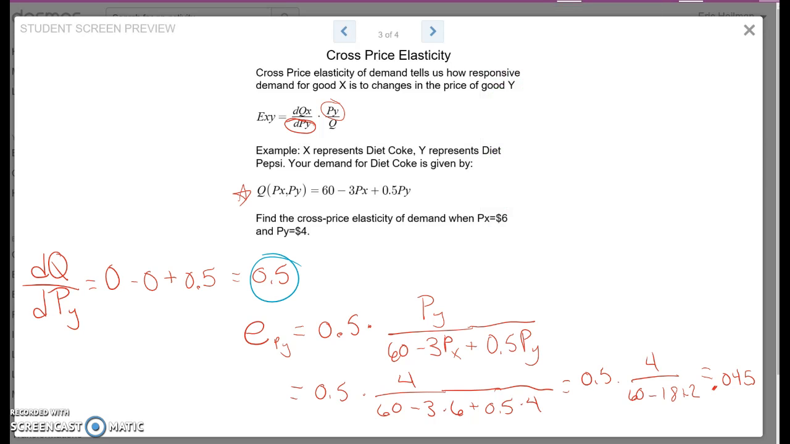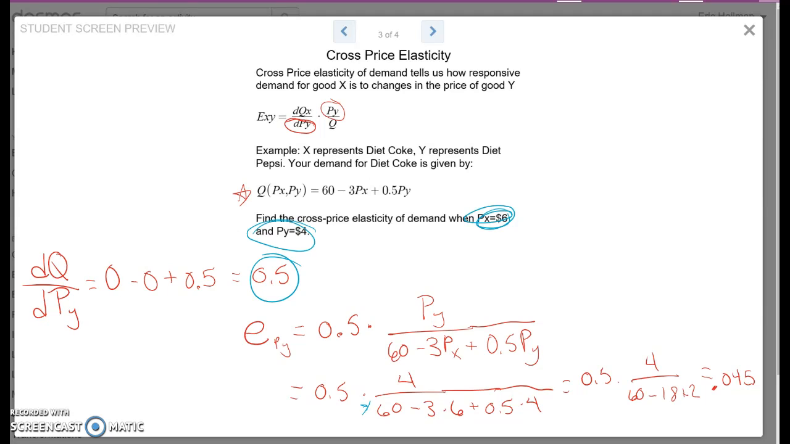So then I plug that into the formula for elasticity. You get 0.5 times Py over the demand function. I'm going to plug in the values given in the problem for Px and Py. That's what I did down here. And then just simplify and you get that the elasticity is 0.045.